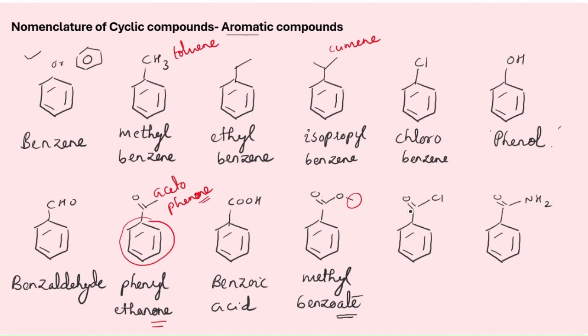The next functional group here we have is acid chloride. Therefore, the name of the molecule is benzoyl chloride. Because for the acid chlorides, the general name is alkanoyl chloride. So the alkanoyl part here is benzoyl. So benzoyl chloride. The next functional group we have here is an amide. Therefore, you can call this benzamide.